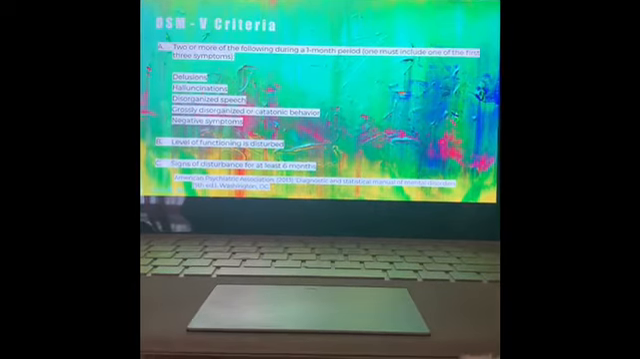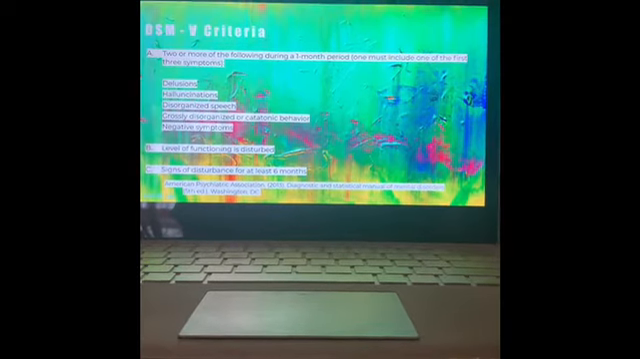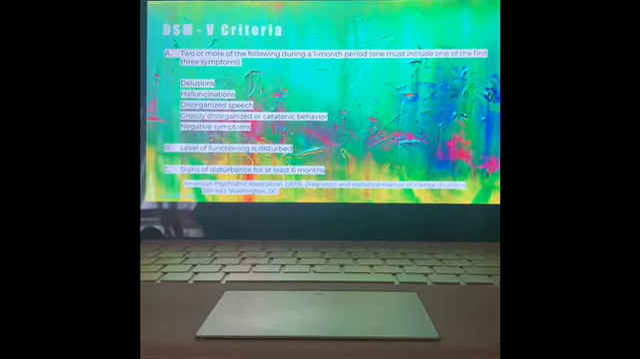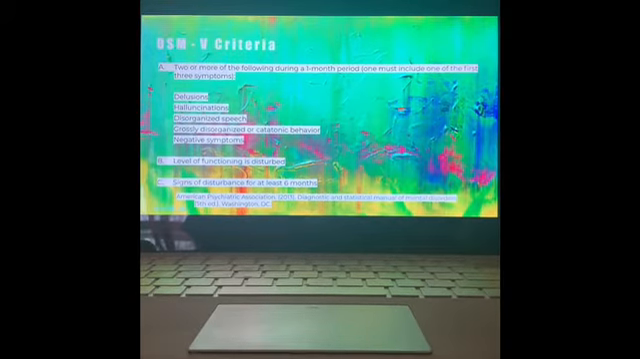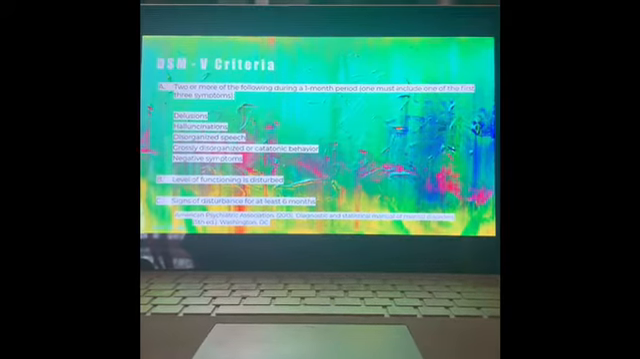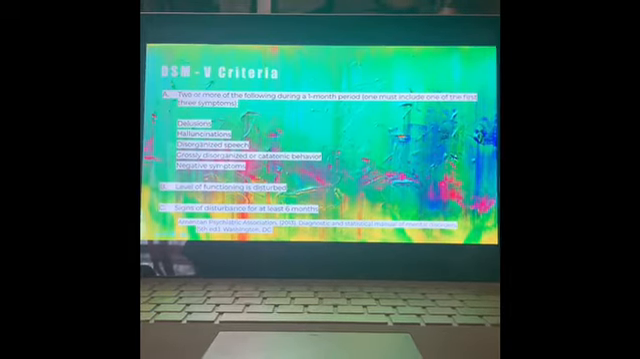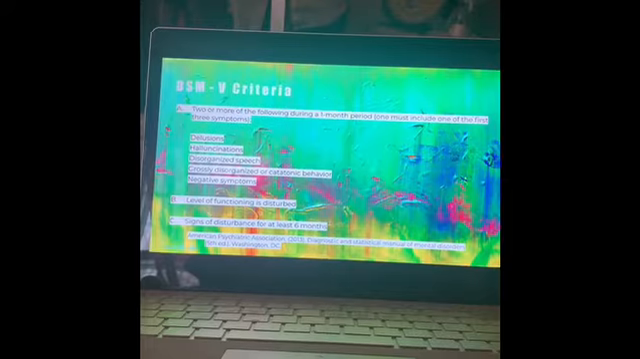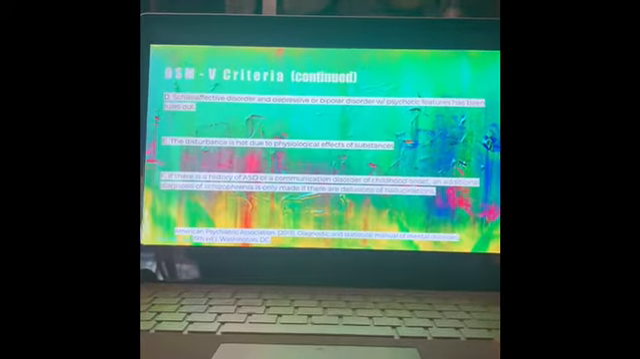Another set of criteria is that the level of functioning is disturbed, so they can't go on with their daily actions that they normally would. And the signs of disturbance have to happen for at least 6 months. This is the DSM-5, so it's from the American Psychiatric Association.